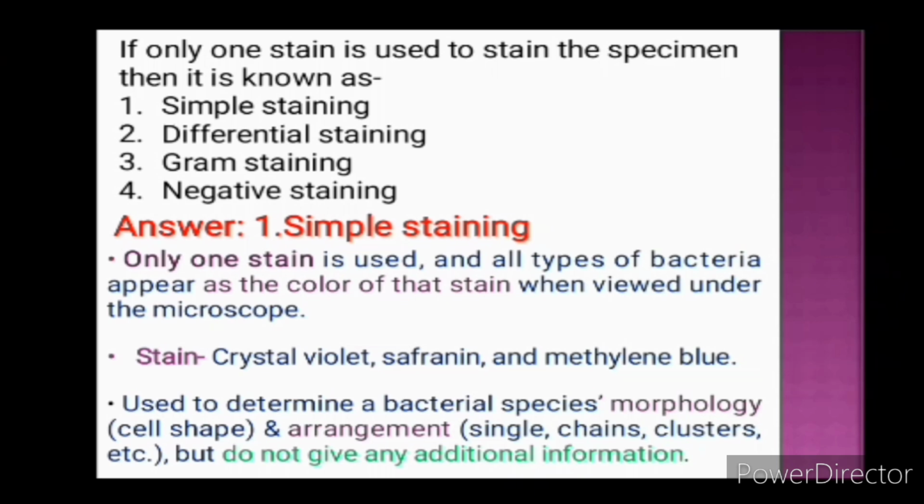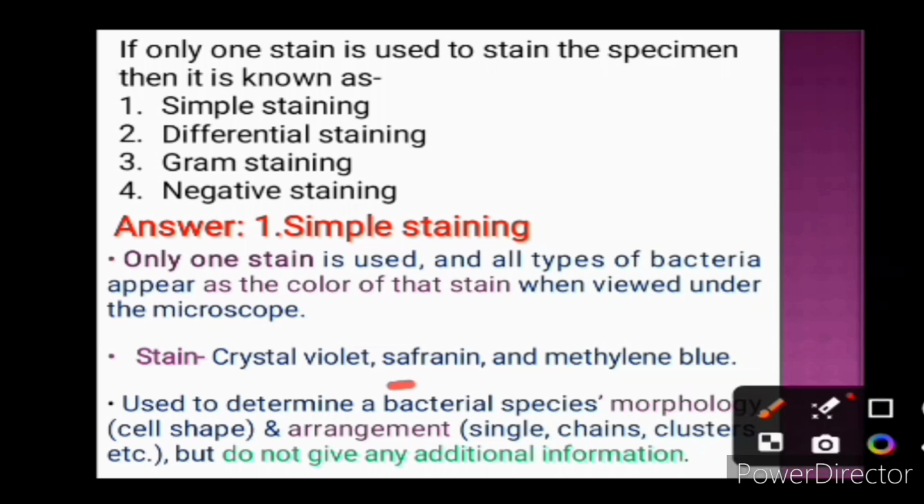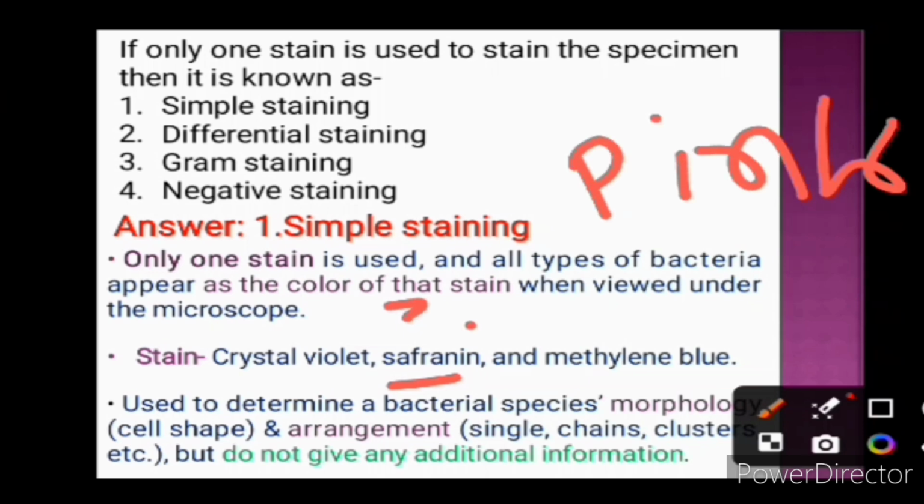When the simple staining is done by crystal violet, then the cell looks violet in color. When it is stained by safranin, then it looks pink. It will be pink in color. And when it is stained by methylene blue, then it will be blue in color.